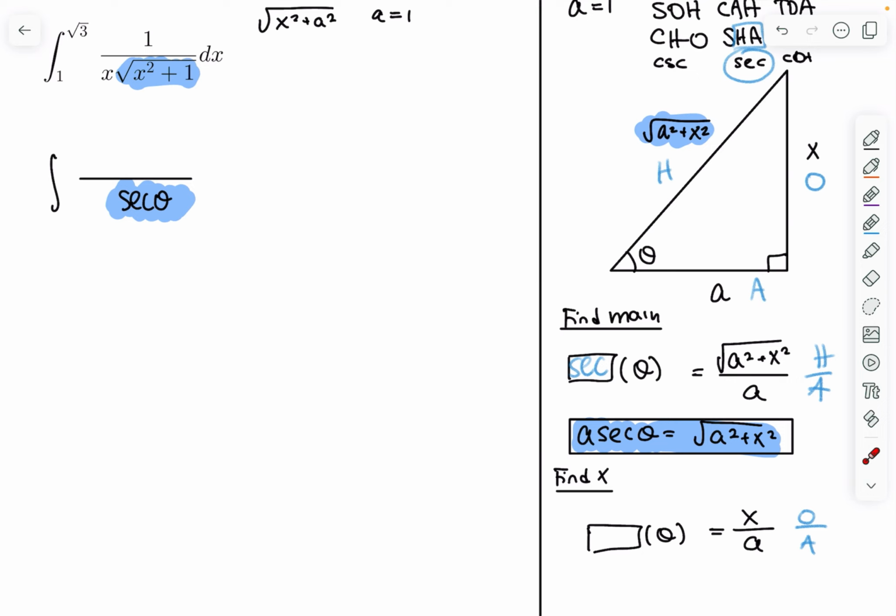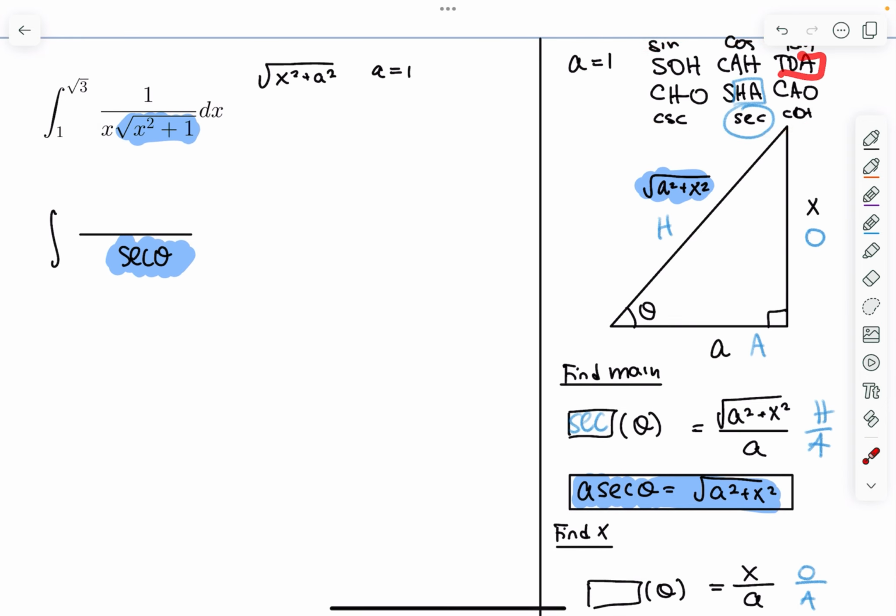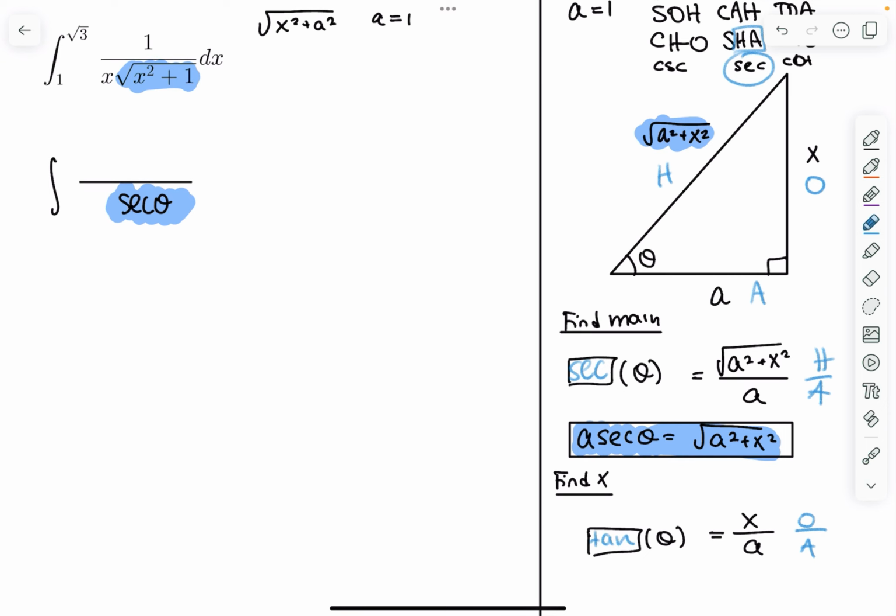So you're really asking yourself what of theta is going to give you opposite over adjacent, because that's what x over a is. You go back to your SOHCAHTOA and you look for OA. So OA is tangent. So here we're saying tangent of theta is going to give us x over a, but we want x in terms of theta, so I'm going to multiply both sides by a.